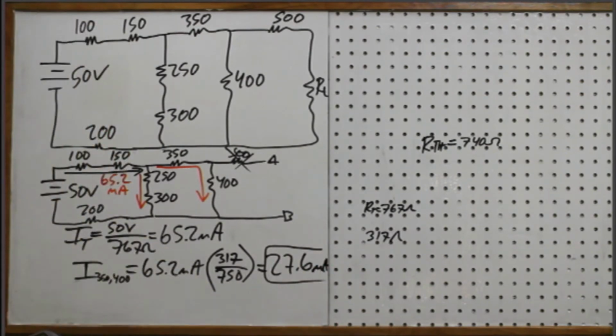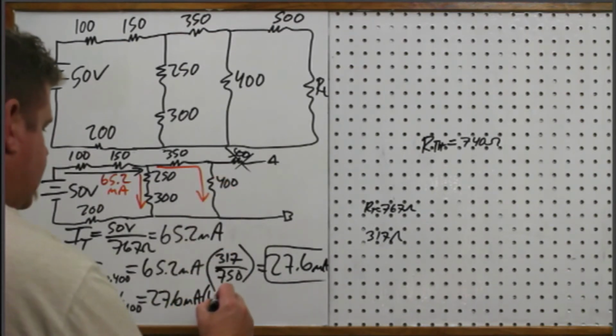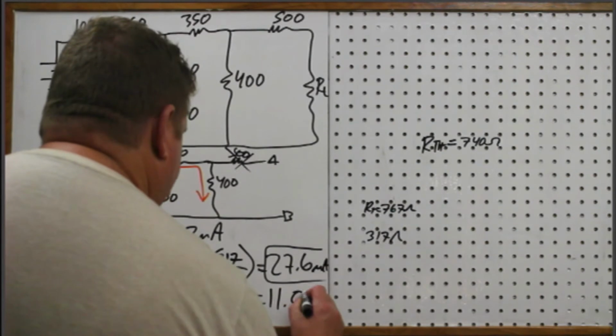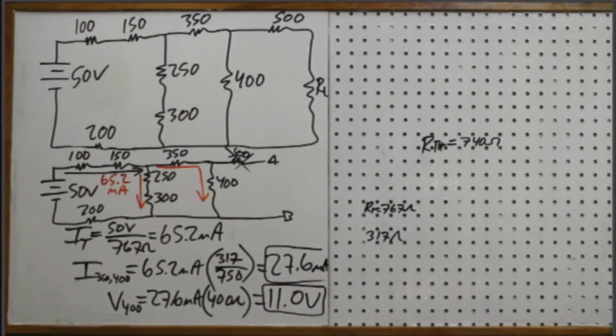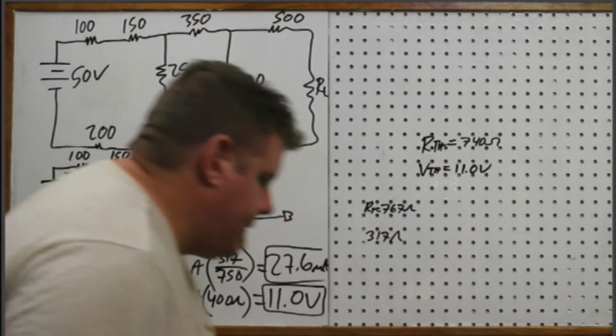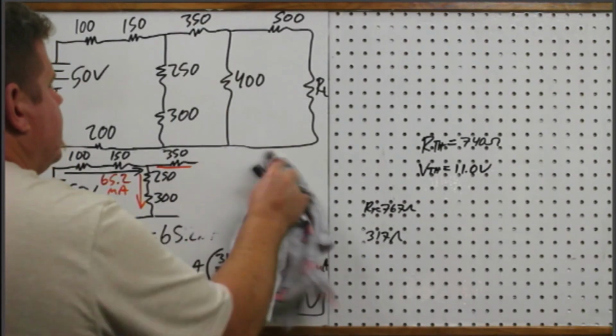Milliamps. Okay. So now, if I know that, I can say the voltage of the 400 is equal to 27.6 milliamps times 400 ohms, and that'll give me the voltage drop. And that's 11.0 volts, just like that. Okay, so that means now that my VTH is equal to 11.0 volts. Okay, now I have enough for my Thevenin equivalent circuit.